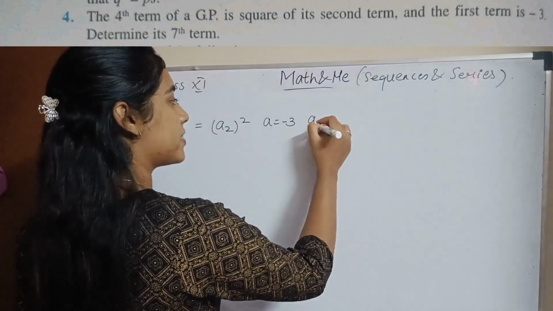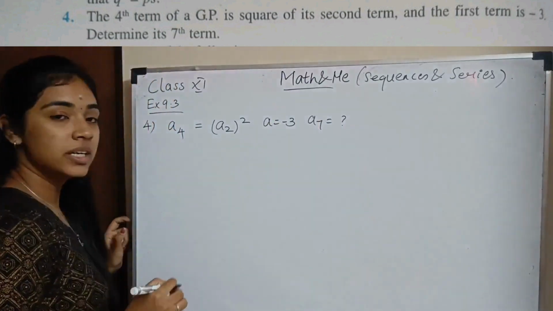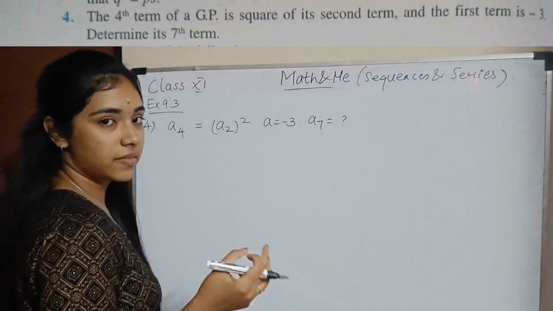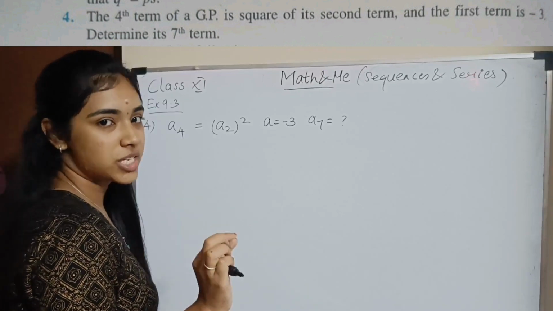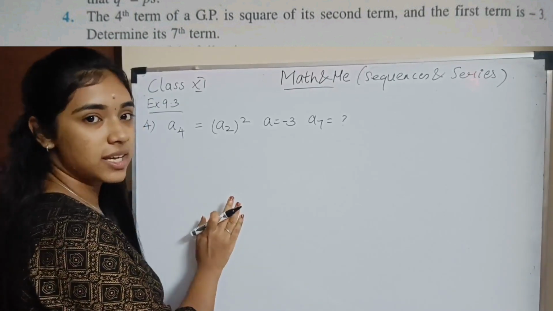Determine its seventh term. Okay. It is just framing the equations. Otherwise you have to simply substitute the formula. Just don't make calculation mistakes. That is all there is in this chapter.